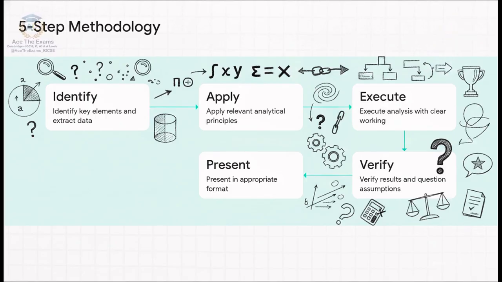Step 3. Execute analysis. This is the heavy lifting. This is where you actually differentiate, use the chain rule, and, this is key, maintain flawless mathematical notation while doing it. Step 4. Verify your results. Seriously, pause and think. Does a negative rate of change actually make sense if the object in the word problem is supposed to be expanding? You have to question your own assumptions.